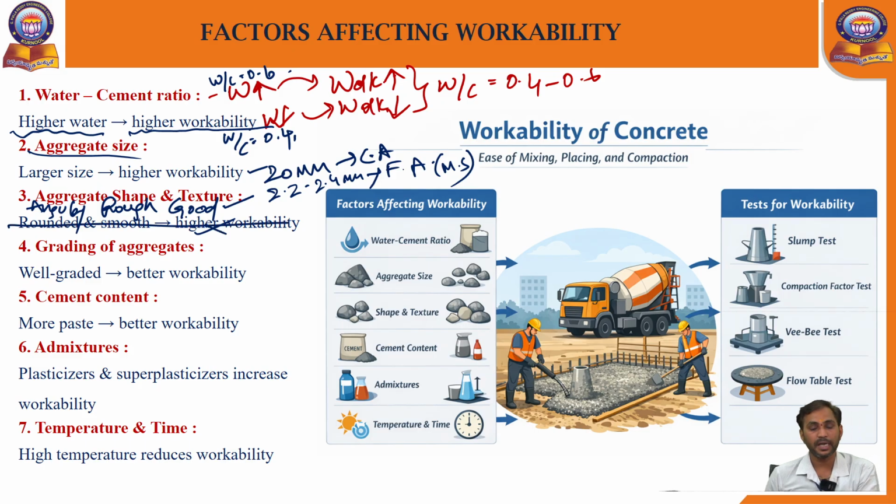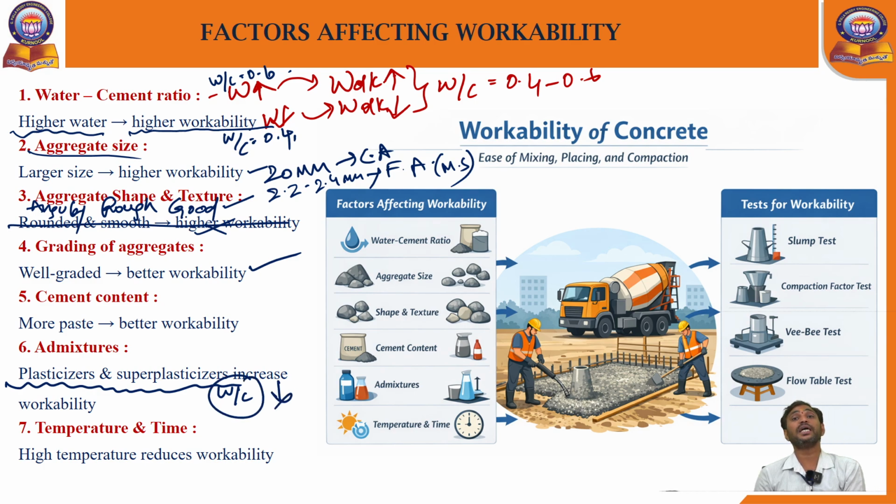Next, grading of aggregates. Among the three types of grades, well graded, poorly graded or gap graded, and uniform graded, the best is well graded aggregates, which give better workability of fresh concrete. Next, cement content. More cement paste requires better workability nature. And admixtures: mostly we take plasticizers and super plasticizers. They increase workability, but when we increase plasticizers and super plasticizers, we have to reduce the water cement ratio value.